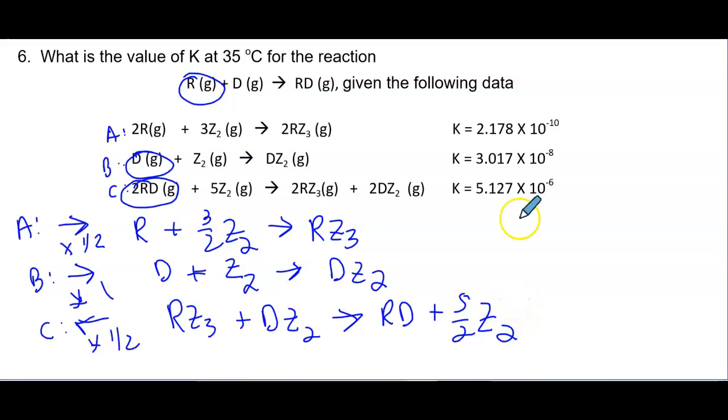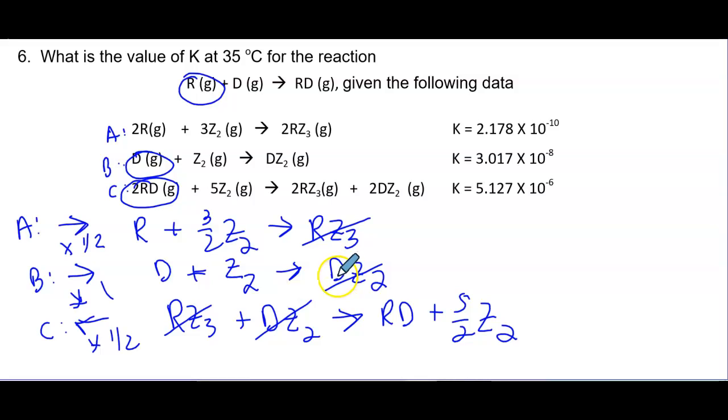All right, now before I mess with my values of K, I want to be sure that things end up just like this. So I notice that I have an RZ3 as a reactant and an RZ3 as a product. So they would either reduce or in this case completely eliminate. I have a DZ2 and a DZ2 on opposite sides of the arrow. So their 1 minus 1 is 0.